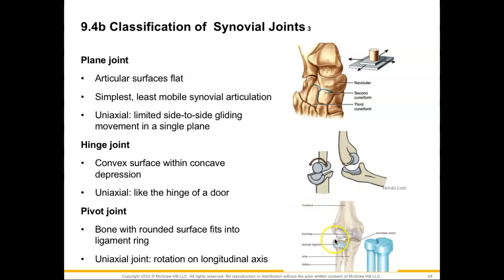And then we have our pivot joint. This is when we have a bone that has a rounded surface. So this would be like the head of our radius that would fit into a ligament ring. So that would be this radial notch of the ulna that we would have placed here. And this too is a uniaxial joint, where we just have rotation on that longitudinal axis.